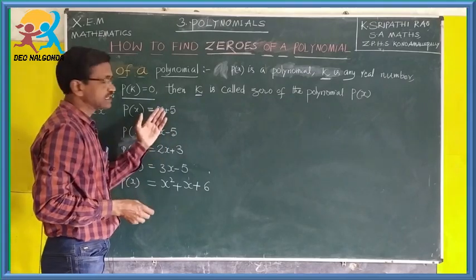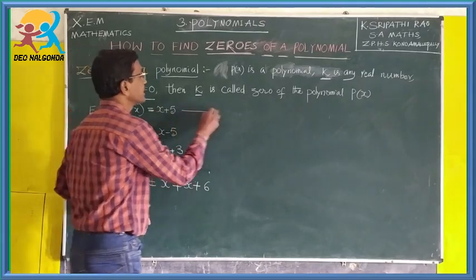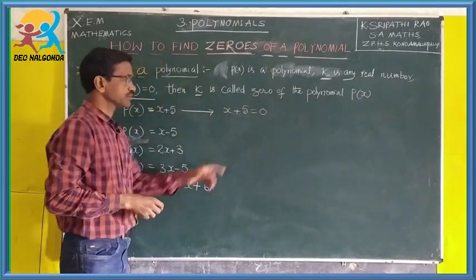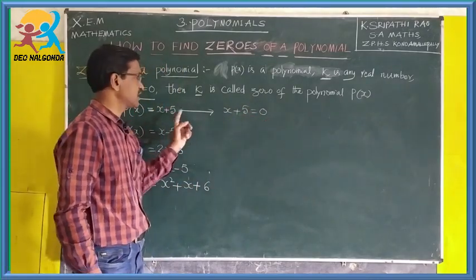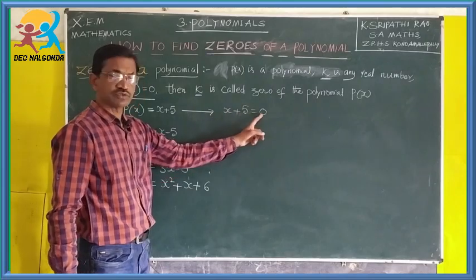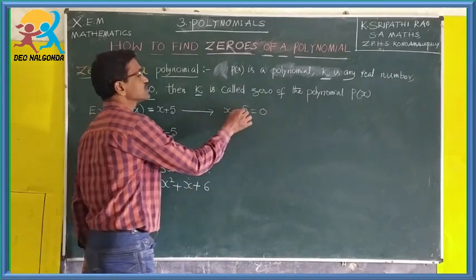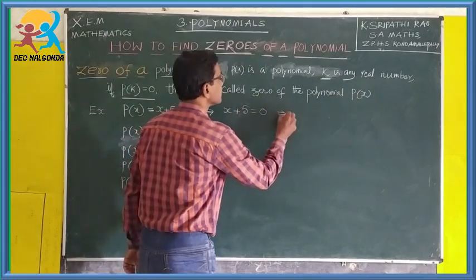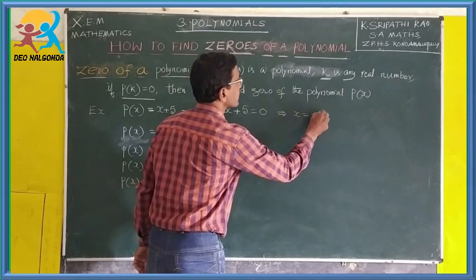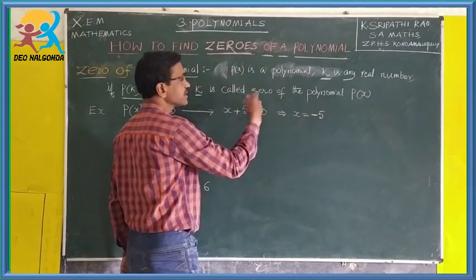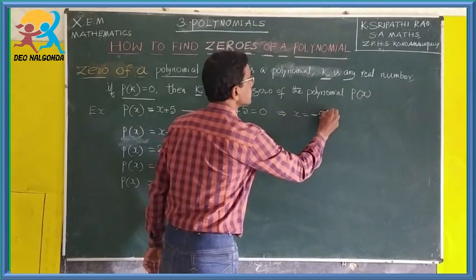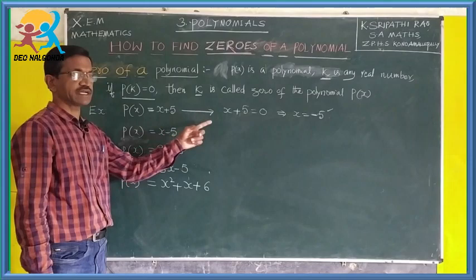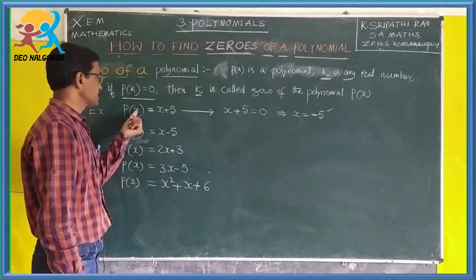In another way, we can find the 0 of this polynomial. How to find? We have to make it equal to 0. To find the 0 of the polynomial, make it equal to 0. Then transpose this plus 5 to the right side. We will get x is equal to minus 5. Here plus 5 is there, you get minus 5. Minus 5 is the 0 of the polynomial. Here minus 5 plus 5 is 0, so we get 0. That is why minus 5 is the 0 of the polynomial.